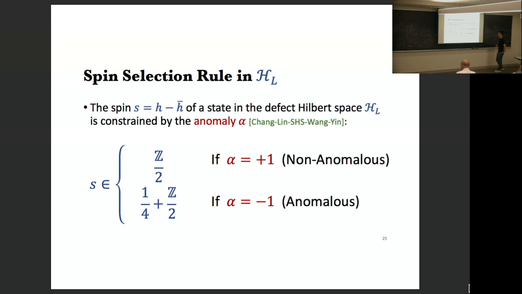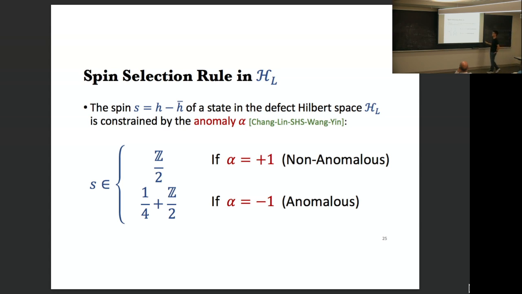There's another way to understand the spin here. So this one quarter, let's start with the anomalous case. The one quarter here might look familiar to people who think a lot about 2 plus 1D TQFT. So a different way to write this expression is that the spin can be one quarter plus an integer, or minus one quarter plus an integer. And one quarter and minus one quarter are the spins of the semion and the anti-semion in the twisted sector.